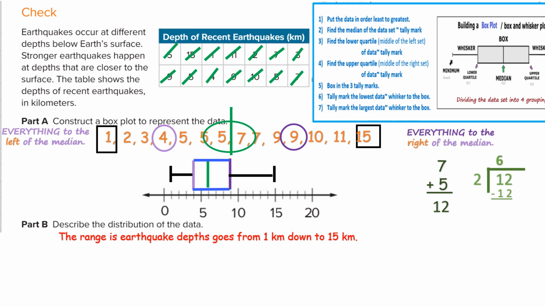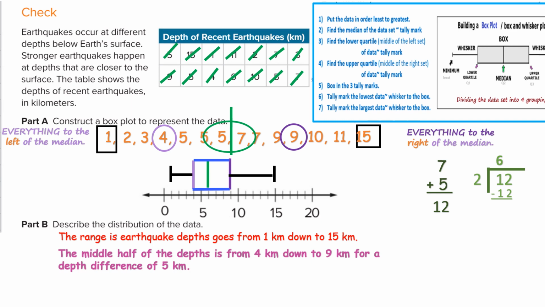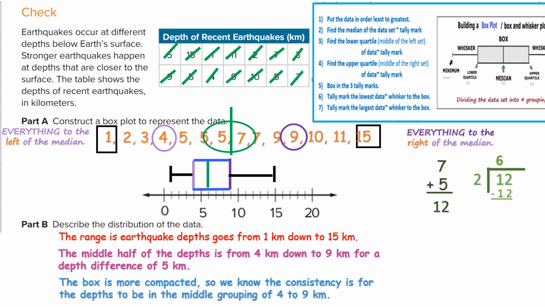So when we talk about the range, we want to say that the range in these earthquakes goes from a depth of 1 kilometer all the way down to 15 kilometers, right? So the range depth would be 14. When I look at the box, the interquartile zone, then that's my middle half of the data, or middle half of the depths in this example. Goes from 4 kilometers down to 9 kilometers for a depth difference of 5 kilometers.